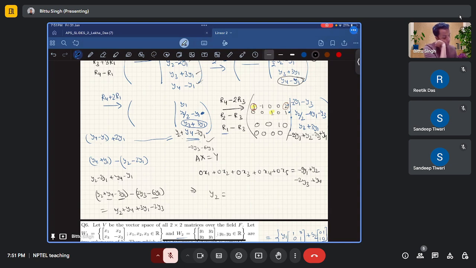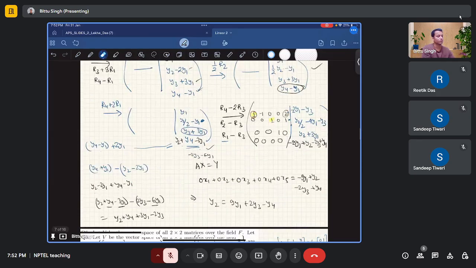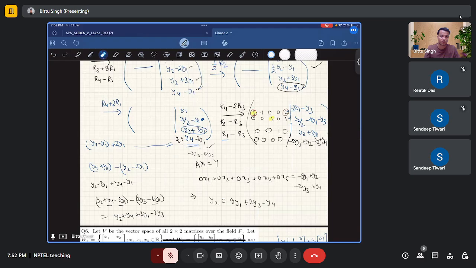Y2 is the same as 9Y1 plus 2Y3 minus Y4. Yes, so this is the correct answer. Okay, now it is fine. So we got the correct answer.